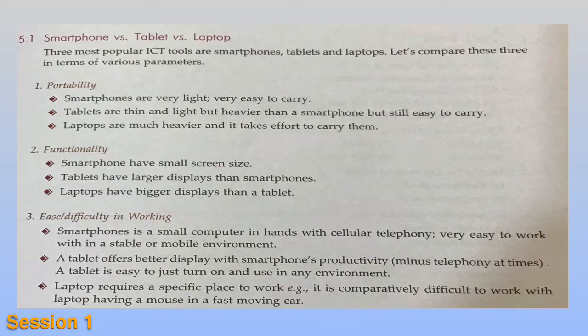Now the third one is difficulty in working. The smartphone is a small computer in hand with cellular telephony, very easy to work with in a stable mobile environment. Second, a tablet offers a better display with the smartphone's productivity, temporary at times. A tablet is easy to just turn on and use in any environment. A tablet and a smartphone are very nearby machines.